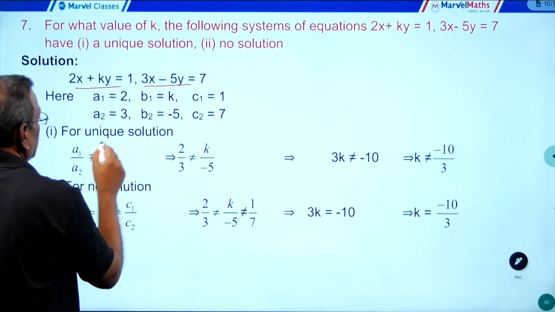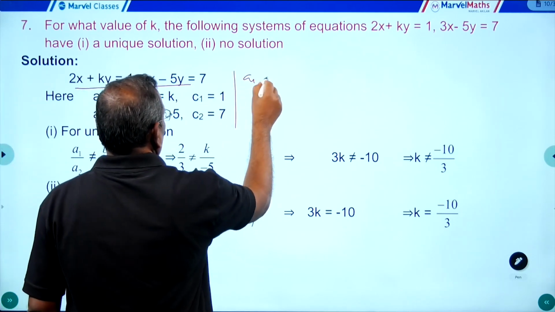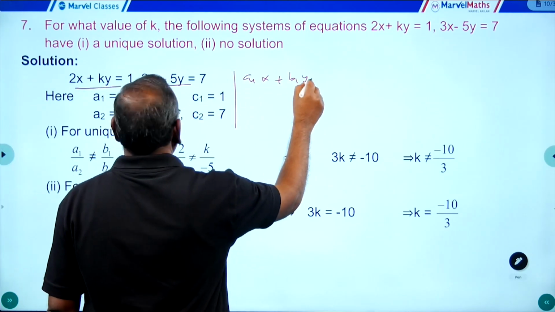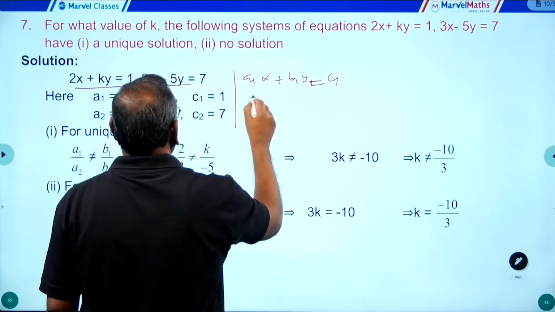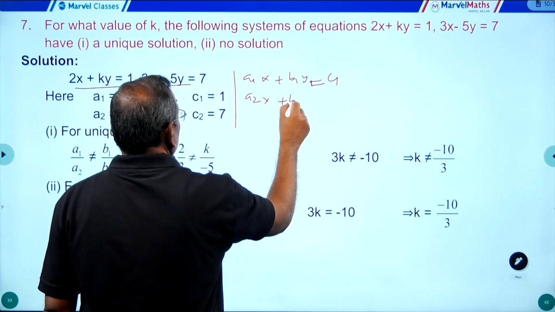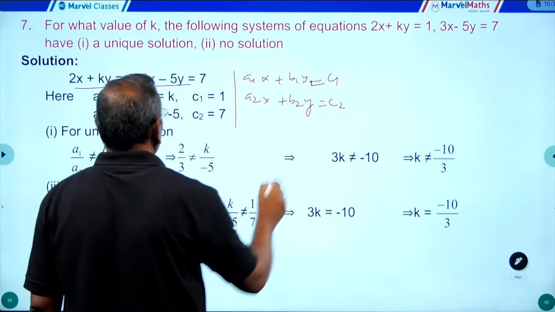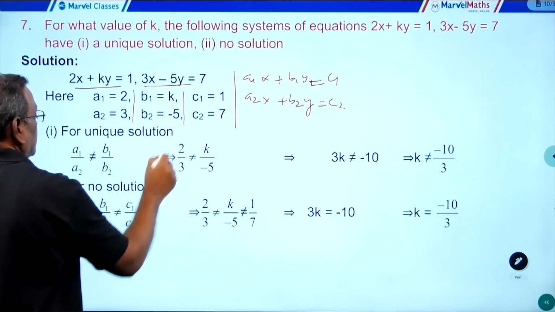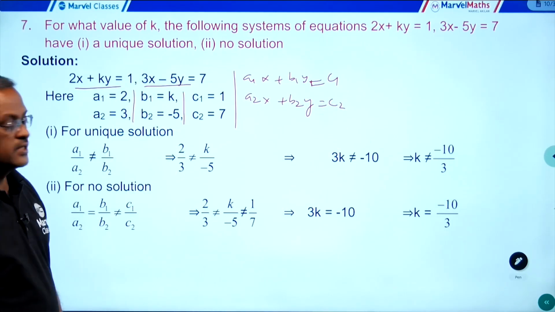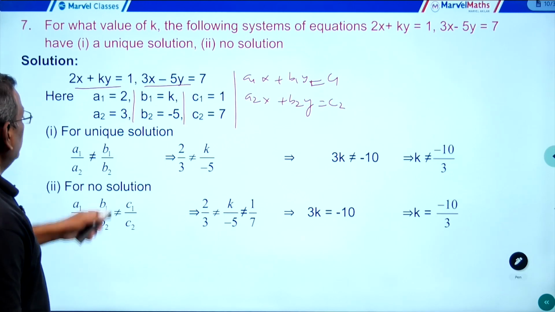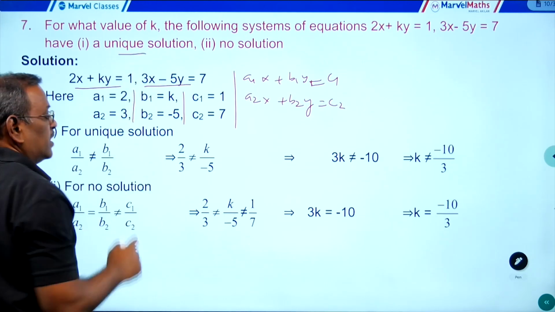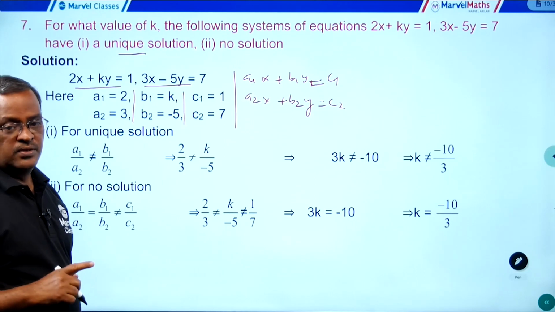Now rewrite, compare with this linear equation a1x plus b1y equal to c1, a2x plus b2y equal to c2. So every time write this a1, a2, b1, b2, c1, c2. Now we have two cases. Unique solution: for what value of k does the pair of linear equations have a unique solution?